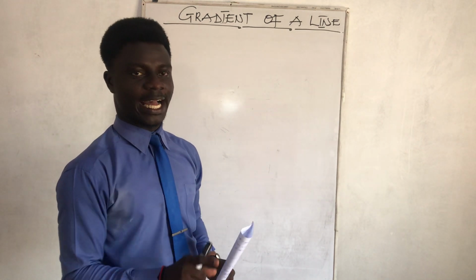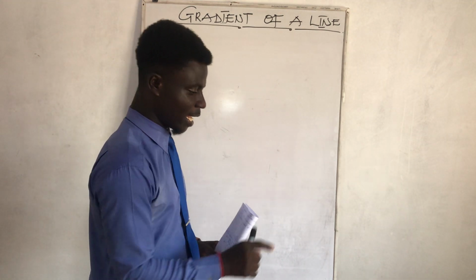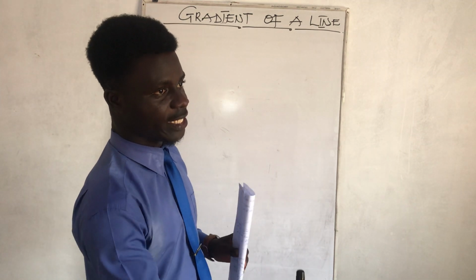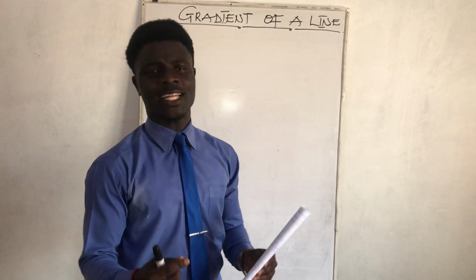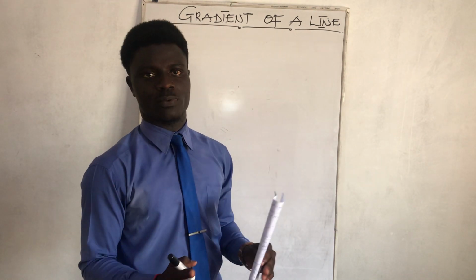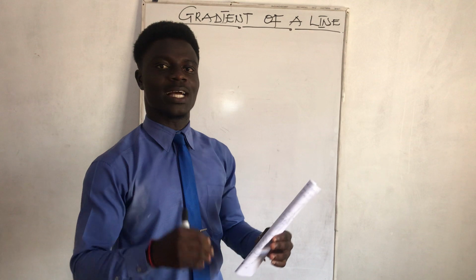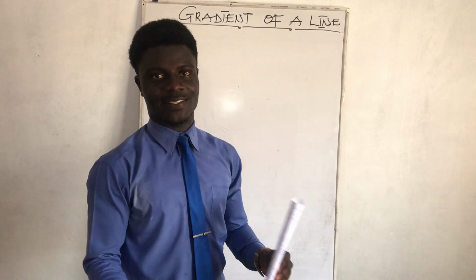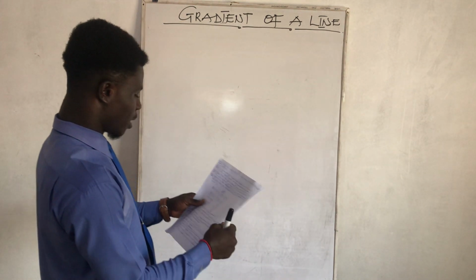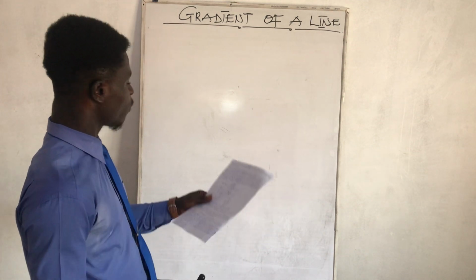Gradient of a line. How do we find the gradient of a line? Another name for gradient is the slope, or we can say the steepness of a line. So, listen.